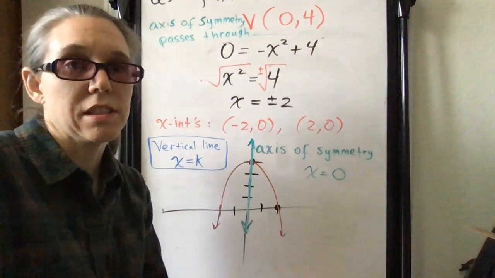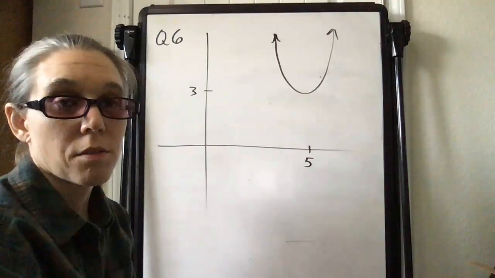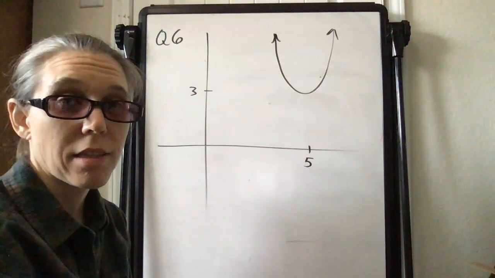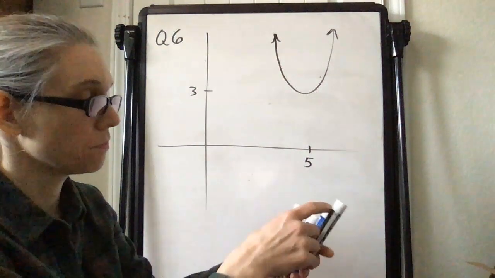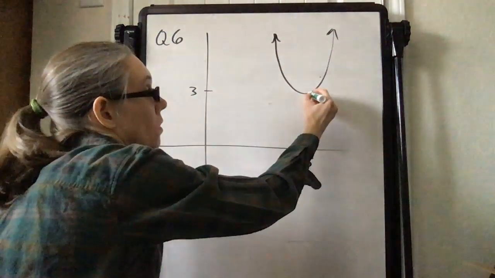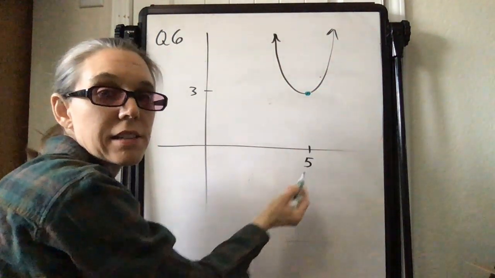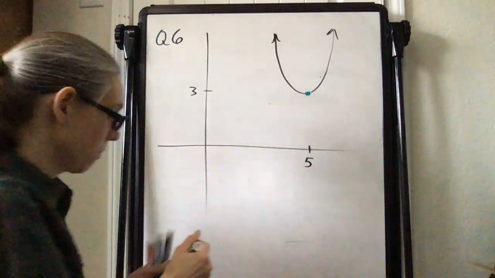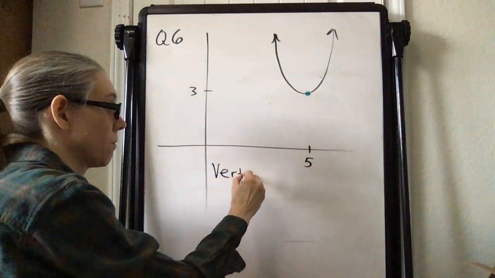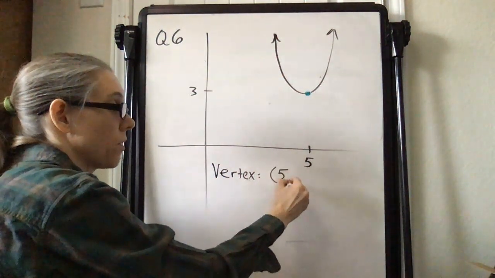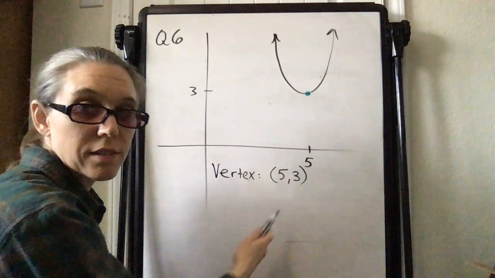Okay, so this leads me to the next question. For question number 6 on MyOpenMath, you need to answer 3 questions. You need to say, what is the vertex? So this point right here is at 5, 3. So we say that the vertex is the point (5, 3). Use parentheses like this.